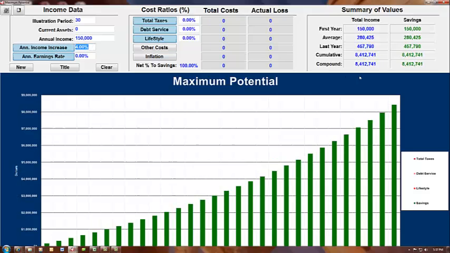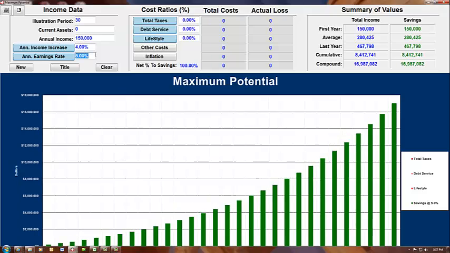If you notice, that takes the number to 8.4 million, meaning $8.4 million will be passing through this person's hands over a 30-year working time frame. Now suppose you could take every penny of the 8.4 million and invest it, earning a 5% rate of return. Now we know that isn't possible, but if you could, that money would grow to 16.9 million.